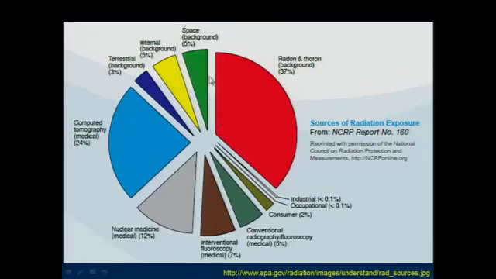But I want to make one point about this portion, and that is, yes, there is some variation in that. If you decide to live in Colorado instead of living at sea level, your exposure to naturally occurring radiation is higher. But this portion, the 50% that's medical, has a very different distribution.